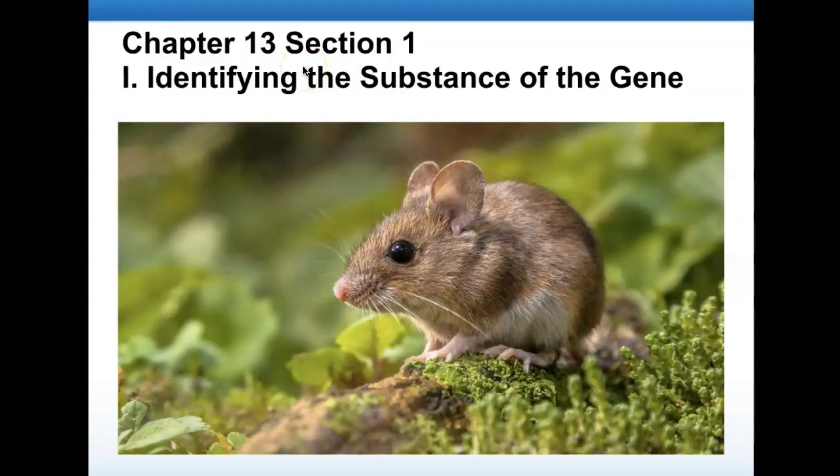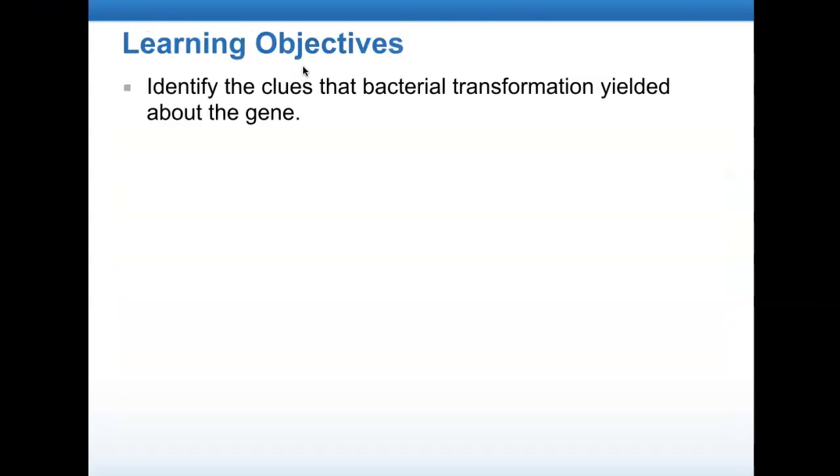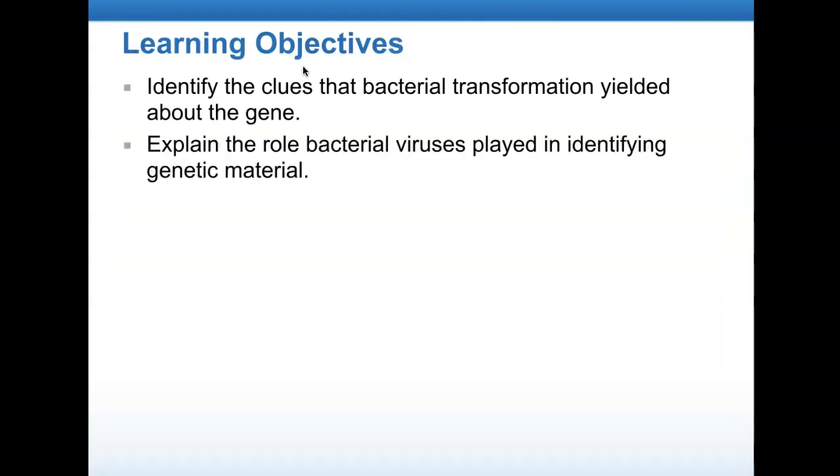Chapter 13, Section 1, Identifying the Substance of a Gene. Learning objectives. Identify the clues that bacterial transformation yielded about the gene. Explain the role bacterial viruses played in identifying genetic material. And describe the role of DNA in heredity.